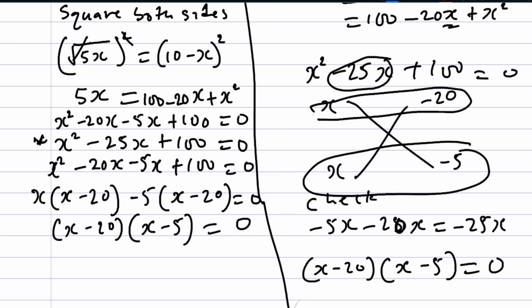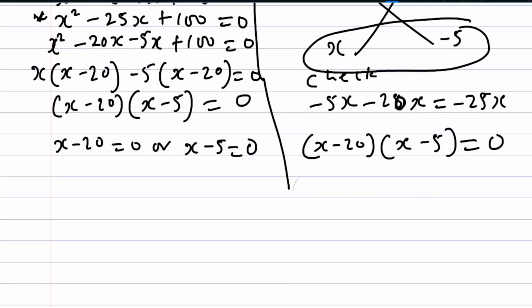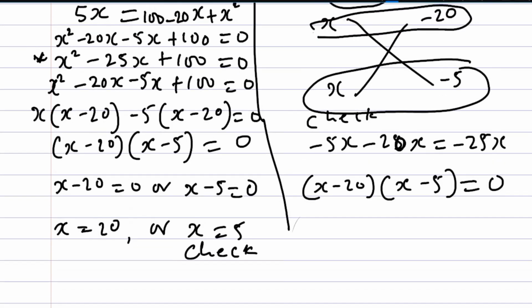So any of the methods of factorization you like will work out, okay? This is equal to 0. So finally, we are going to have that x minus 20 is equal to 0, or we have that x minus 5 is equal to 0. So finally, we have that x is equal to 20, or x is equal to 5. Okay, so let us check if these values are correct.